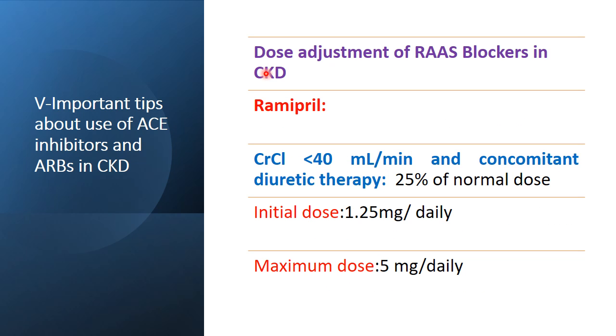You also can consider dose adjustment of the RAAS blocker in CKD patients, for example, ramipril in patients with creatinine clearance below 40 with concomitant diuretic therapy. It is recommended to give 25% of the normal dose, starting with 1.25 milligram daily, and the maximum dose will be 5 milligram daily.